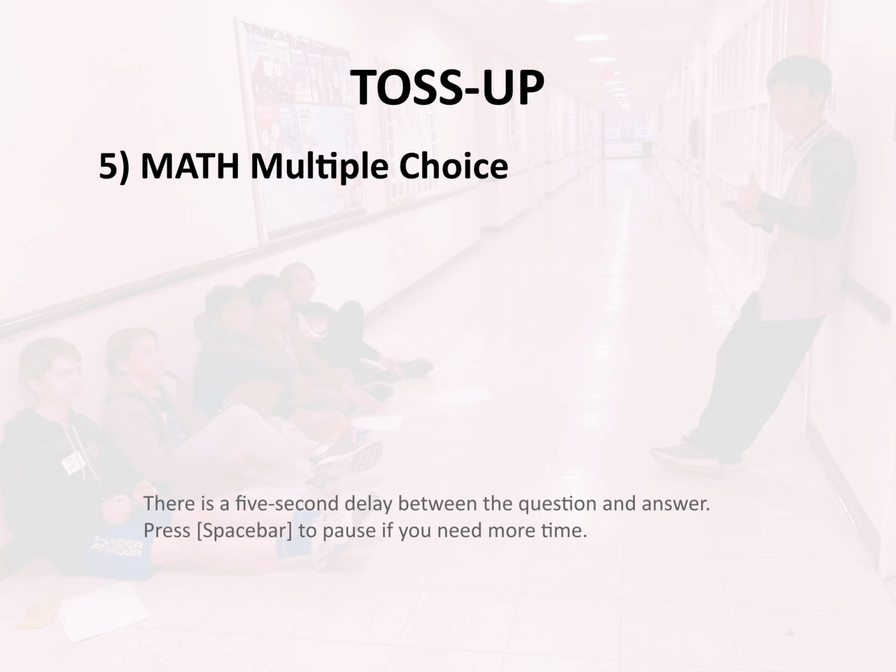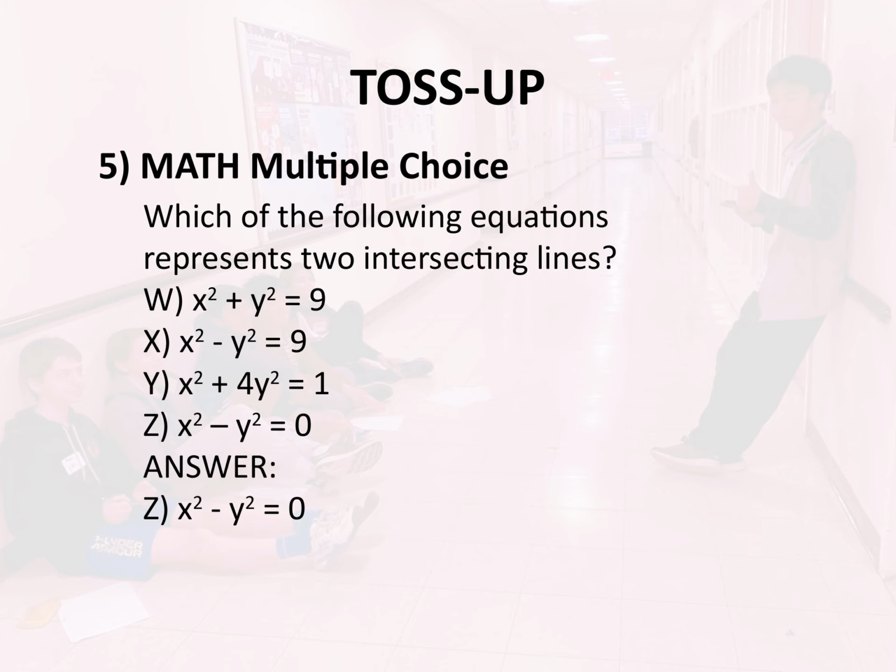Toss-up 5. Math. Multiple choice. Which of the following equations represents two intersecting lines? W. x squared plus y squared equals 9. X. x squared minus y squared equals 9. Y. x squared plus 4 times y squared equals 1. Z. x squared minus y squared equals 0. Answer. Z. x squared minus y squared equals 0.